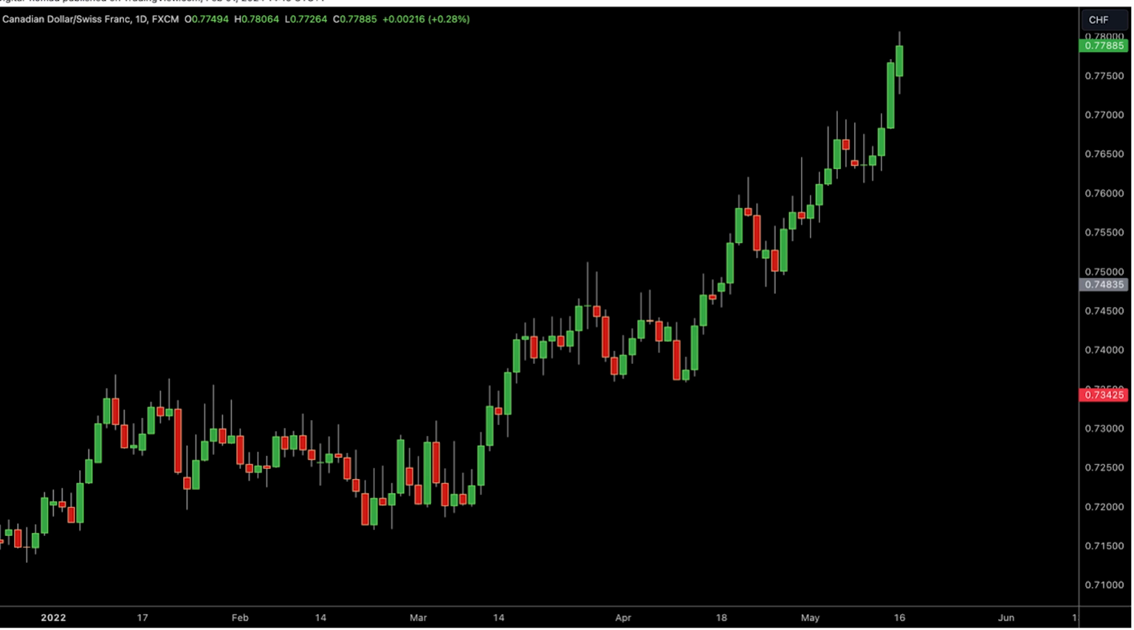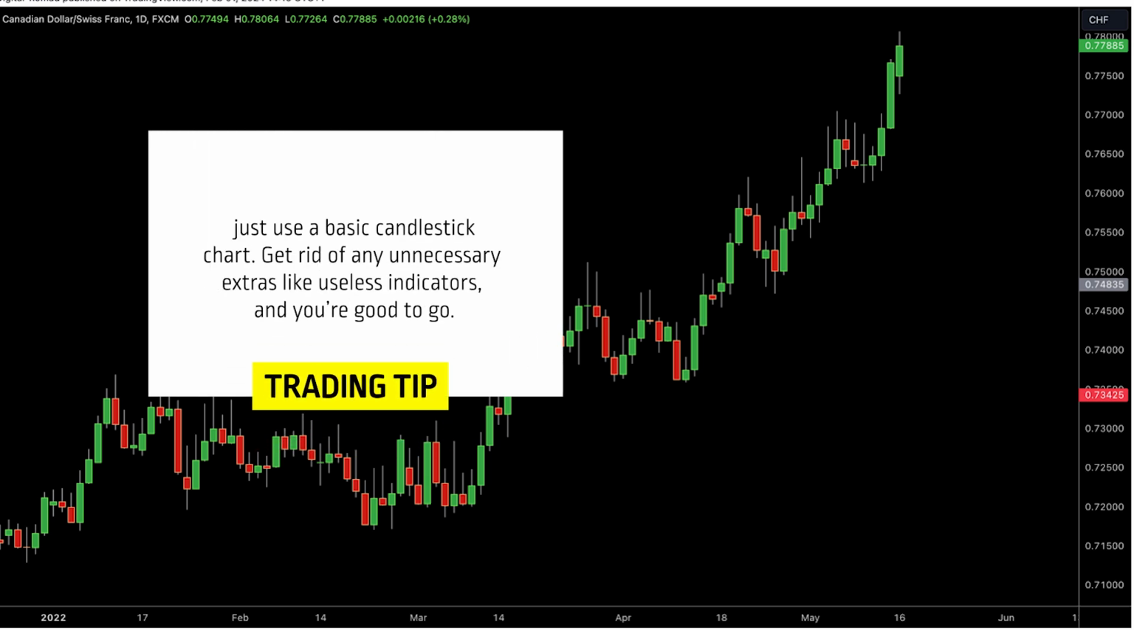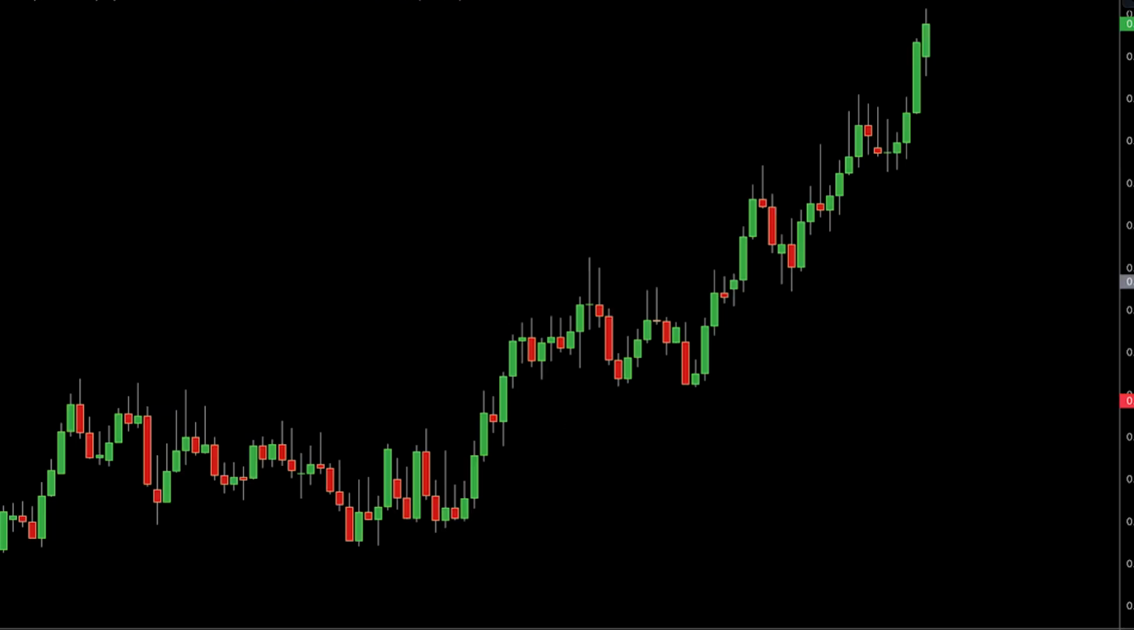So, whether you're just starting or you're already good at trading, but struggle with charts, just use a basic candlestick chart. Get rid of any unnecessary extras like useless indicators, and you're good to go. You'd be surprised at how much a simple candlestick chart can tell you. Take a look at this chart.